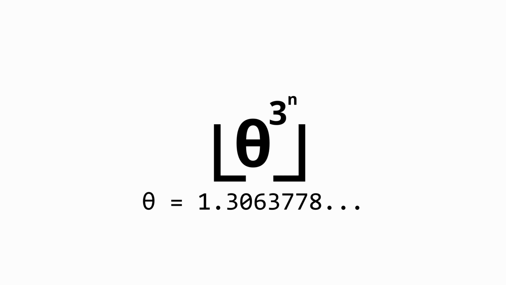Mills constant is a number that you can raise to the 3 to the n power and round down, and for every value of n, you will find a prime number. It is typically referred to with a theta symbol, and its approximate value is 1.306377, and it goes on and on.